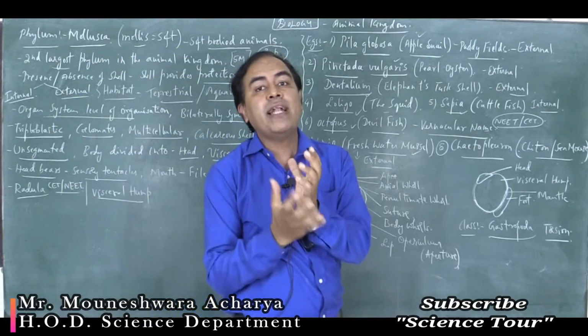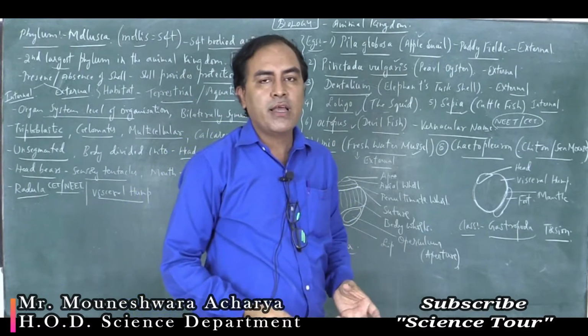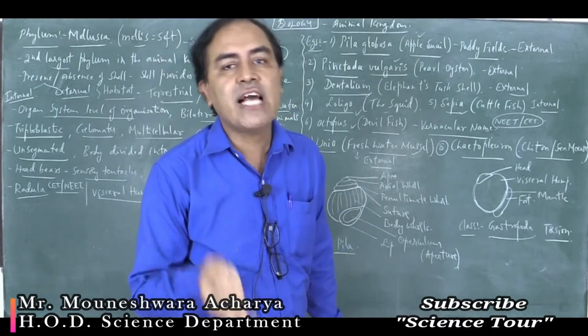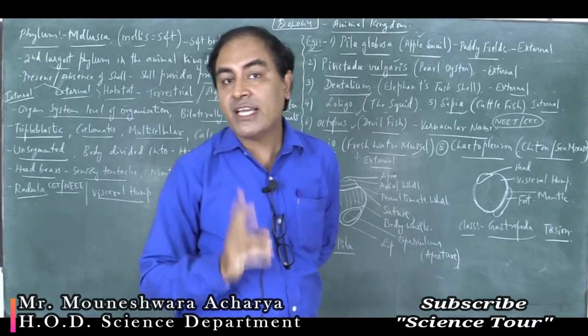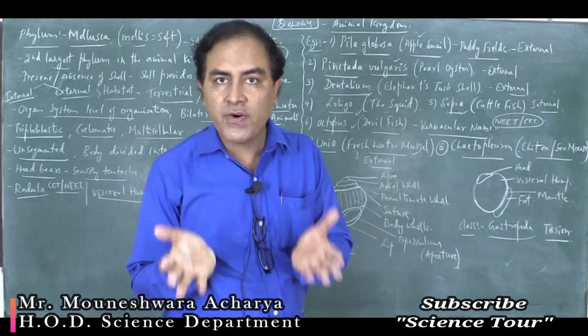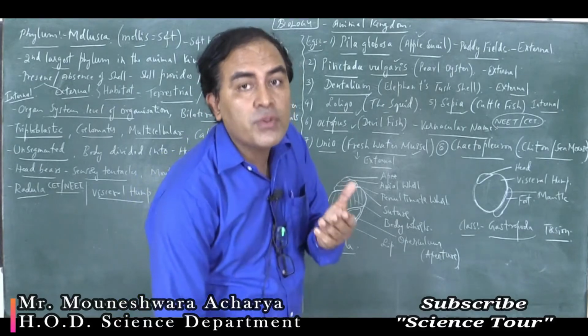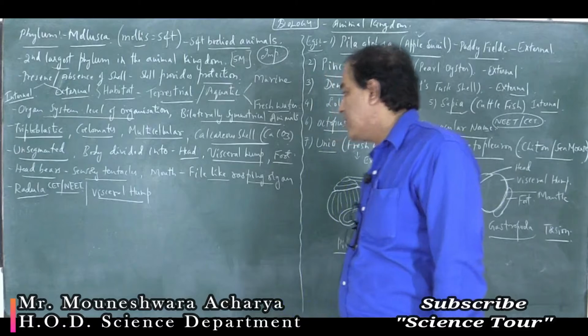And inside the mantle cavity, there are feather-like gills present, which help for excretion as well as respiration. So two purposes are served by the gills. One, it helps for respiration. Another one, it helps for excretion, that is to remove the nitrogenous waste.